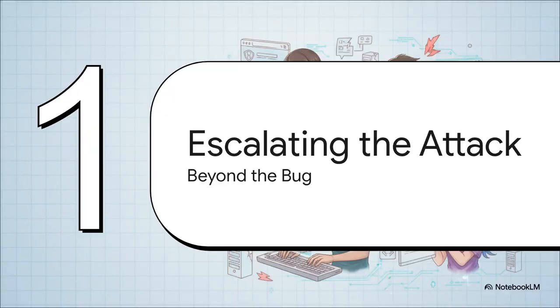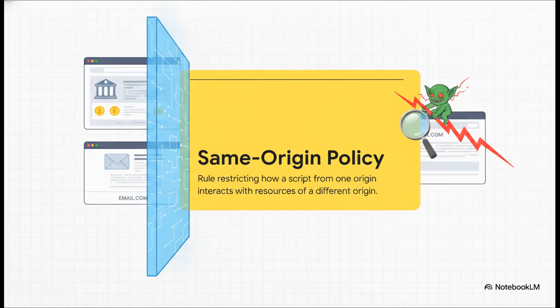Part 4. Escalating the attack, beyond the bug. Okay, to really understand how a tiny bug turns into a massive breach, we have to talk about the same origin policy, or SOP. This is a critical internet rule that restricts how a script from one origin can interact with data from a totally different origin. It's basically the invisible wall keeping your banking tab from reading your email tab. But an XSS exploit completely bypasses this defense. Why? Because the malicious script is running from inside the trusted origin. The browser literally thinks the script belongs there.